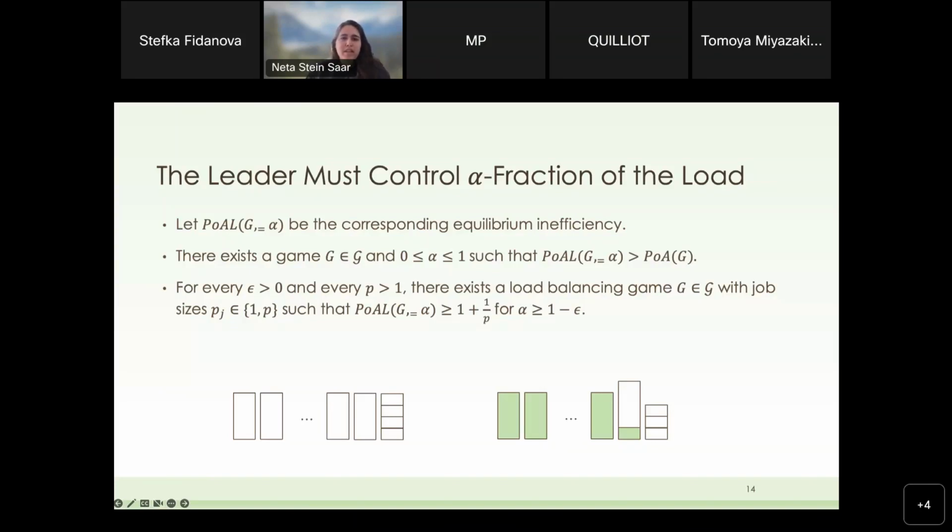For the second result in this part, we showed that even if the leader controls a very large alpha, it can't guarantee that it can reach an optimal schedule. It is valid even if the instance has only two job sizes. For example, in this image, we can see that for this game, every Nash equilibrium is optimal in a leader-free game. But if we force the leader to control the maximal alpha, it may choose this dark green subset, and we can get a non-optimal schedule.